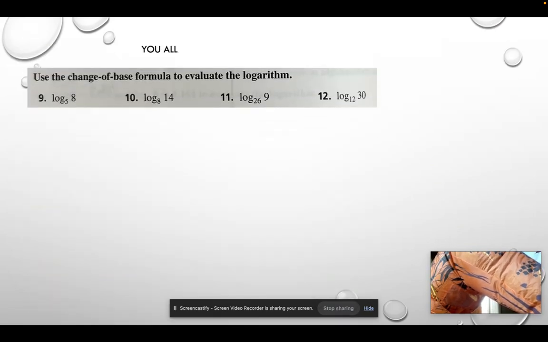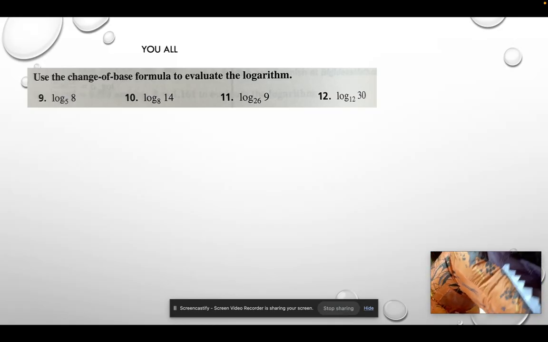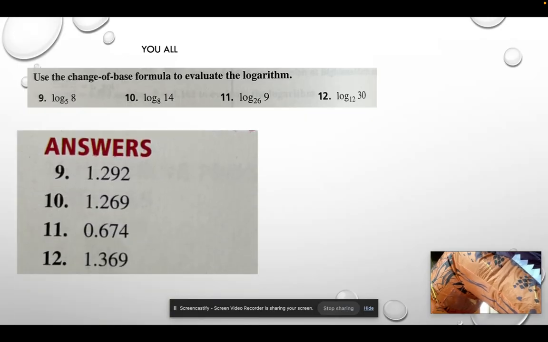Okay, and so let's go ahead and try these for your problem. Let's try using that change of base formula. Use that calculator. Okay. And I think if you did each of those correctly, you should be getting these answers.